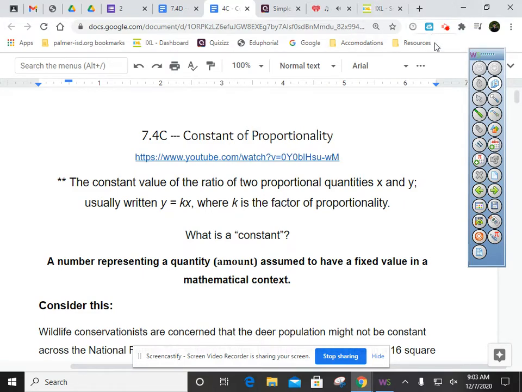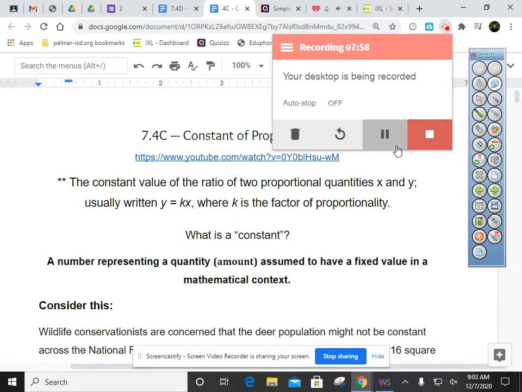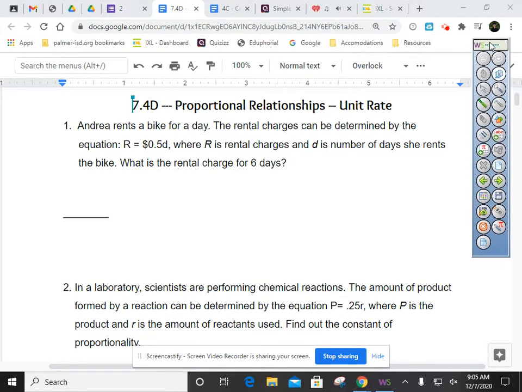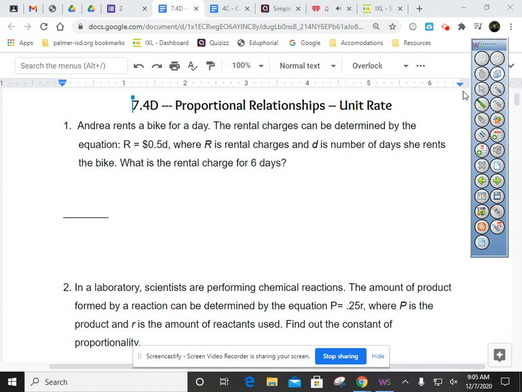More of the same. Who wants to hand it out? Okay. So this is, listen to me, more of the same. Unit rate is so tricky to a lot of people because there are so many different ways to do it. But I want everybody to write your name on the top right of this paper and then put your pencil down.